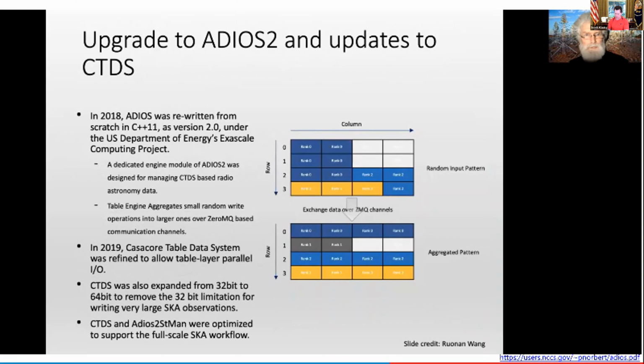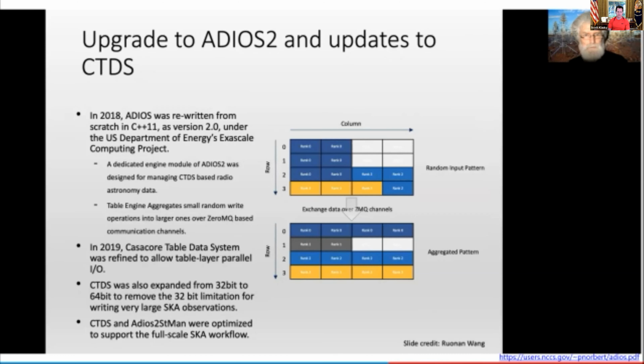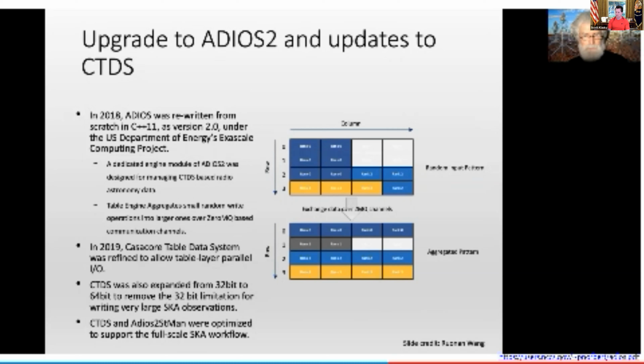In 2018, ADIOS was rewritten from scratch as version 2.0, and we took that opportunity also to re-implement the TDS for astronomy data. That also optimized some other things like a table engine aggregation for small random write operations based on 0MQ.